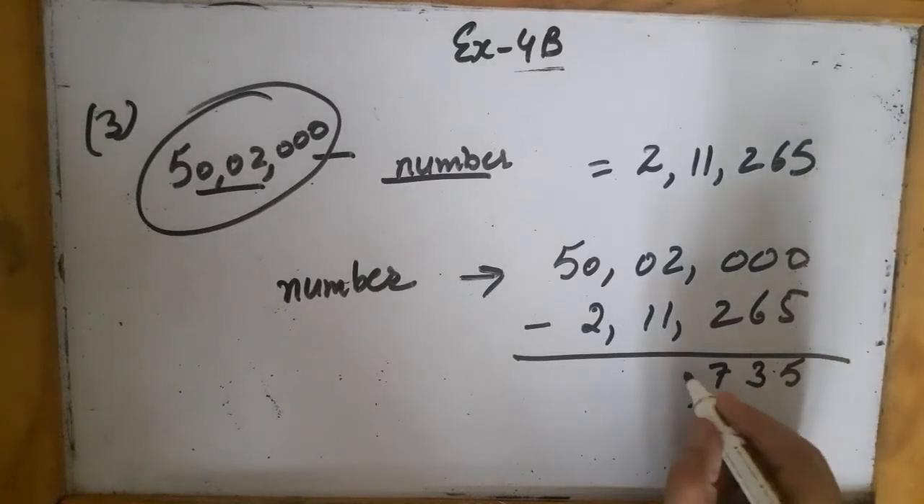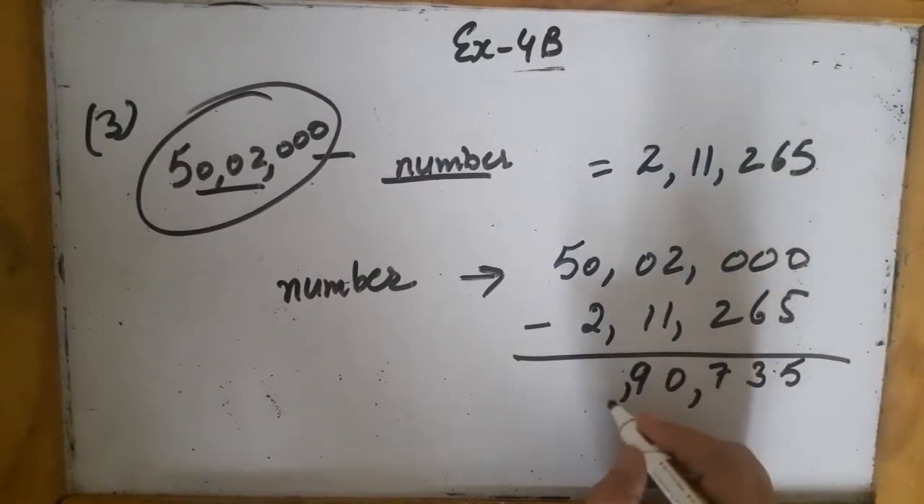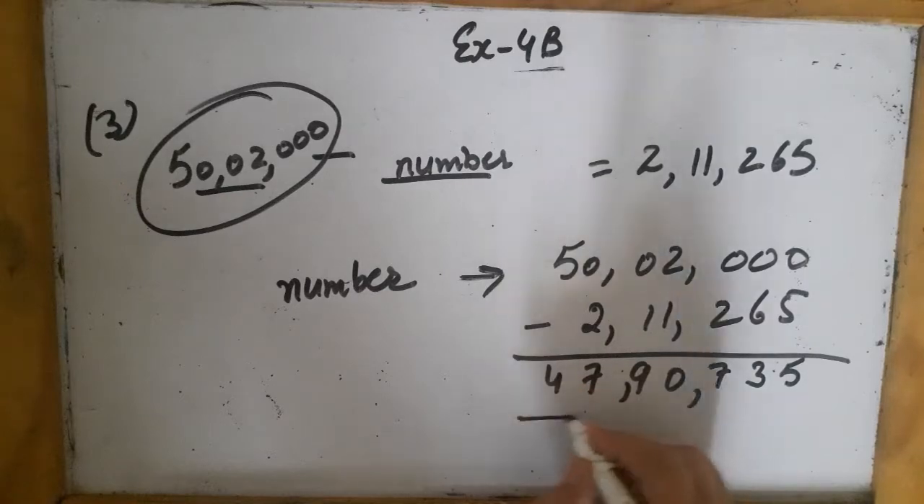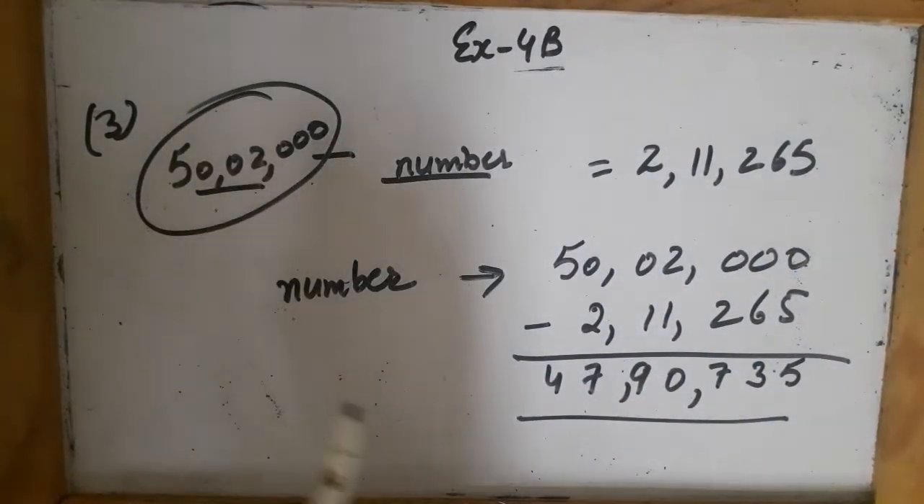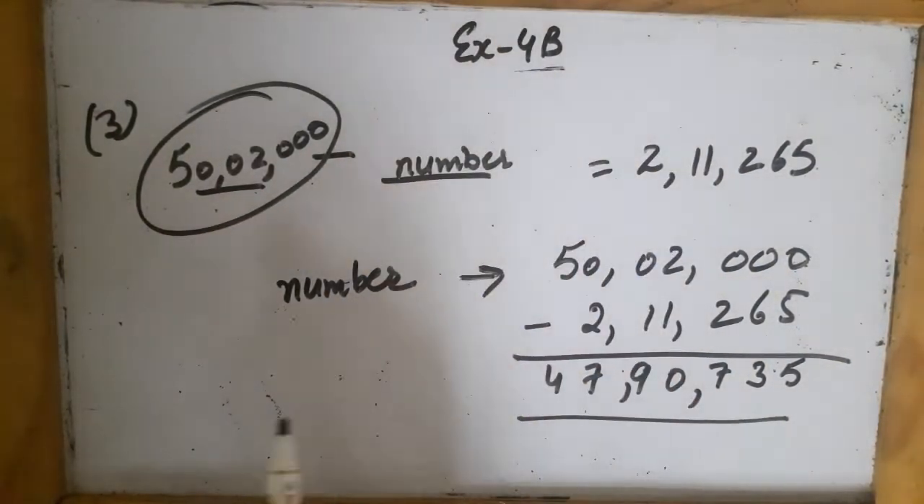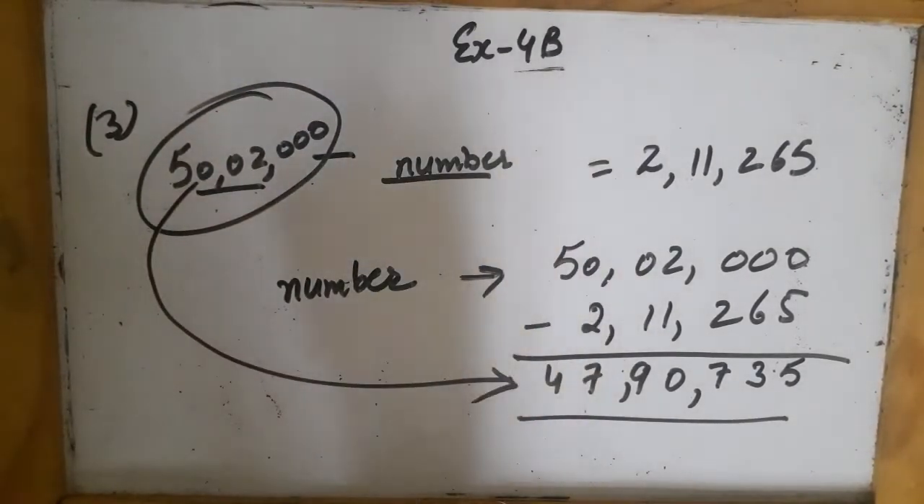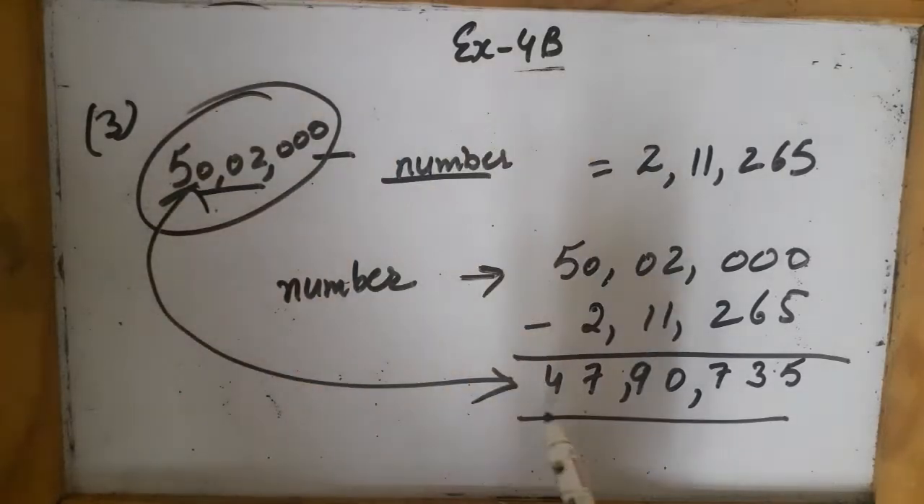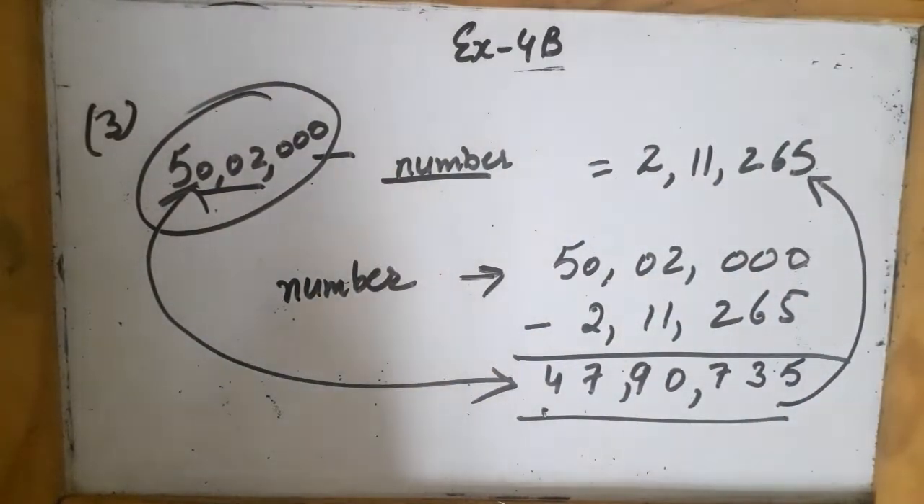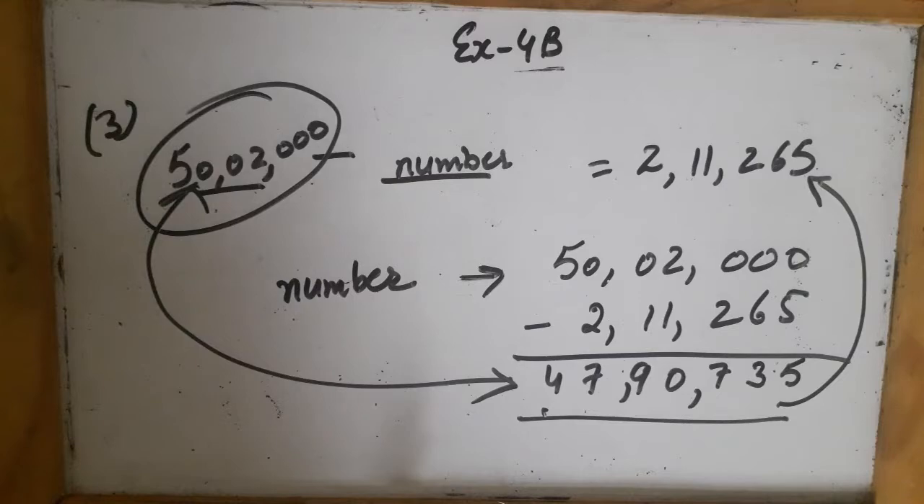So here also what you have to do, you have to subtract only, but this number which is bigger than this number will come at the first place, and you subtract this from this and you will get the answer. So if I subtract both these numbers according to the question, I will get this number. So this is how you can check.